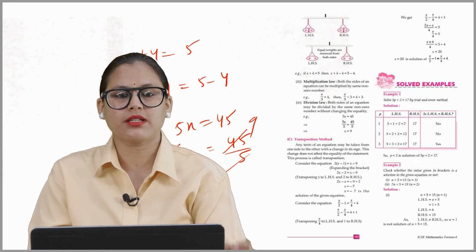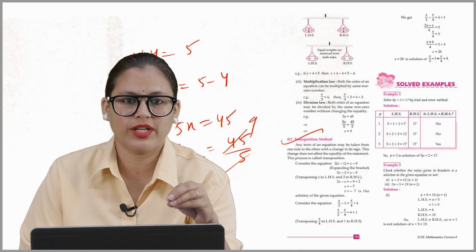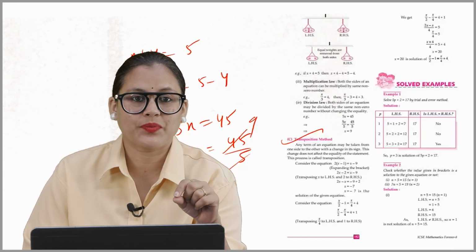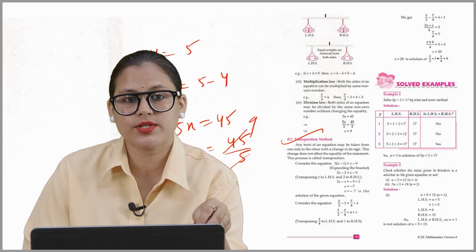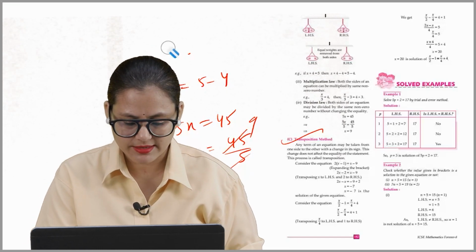The next method is the transposition method. Any term of an equation may be taken from one side to the other with a change in its sign. This change does not affect the equality of the statement. This process is called transposition. So let's consider this equation.